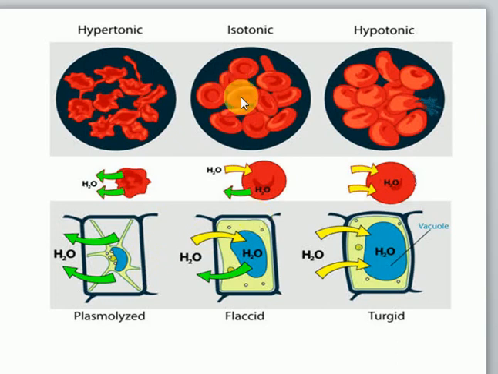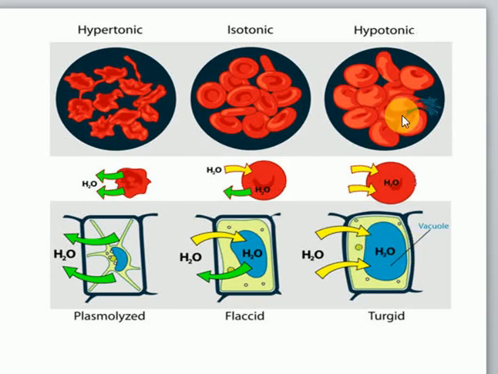Putting the same cell in isotonic solution. In isotonic solution, it means that water will not be sucked in or go out because the cell has the same concentration as its environment. So water will not go out. So the cell remains the same. All right, it still remains the same. For a plant cell, it becomes a bit flaccid. That means it reduces a little in size, just a little.